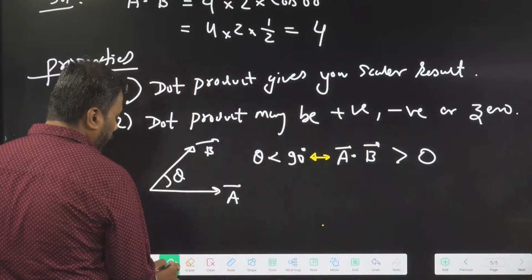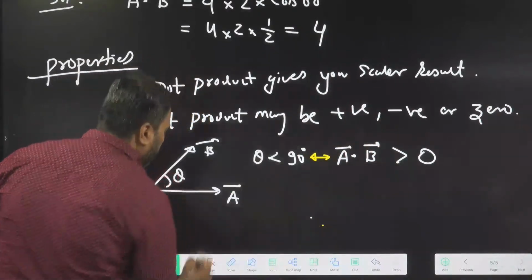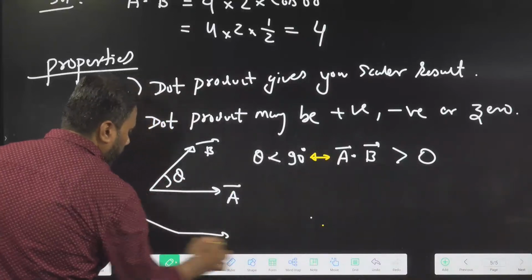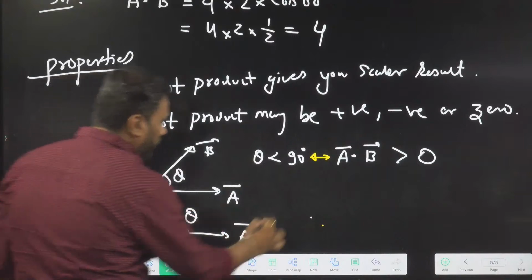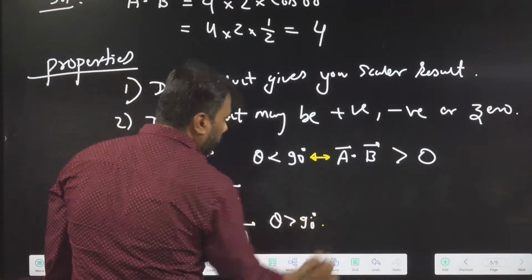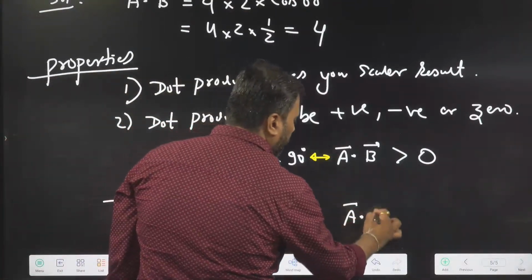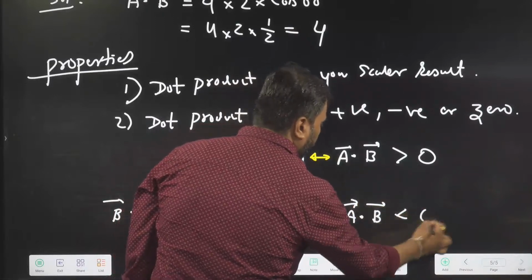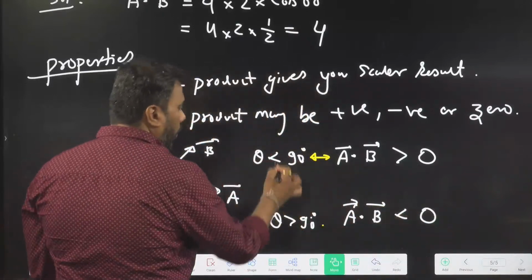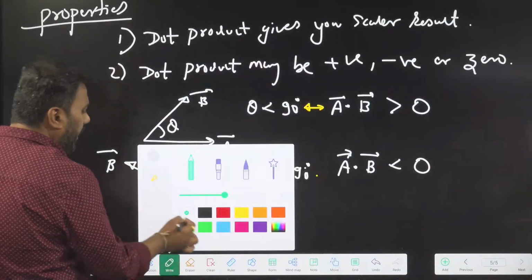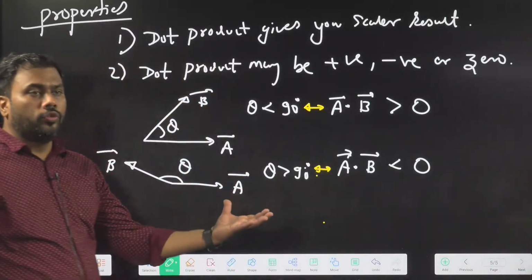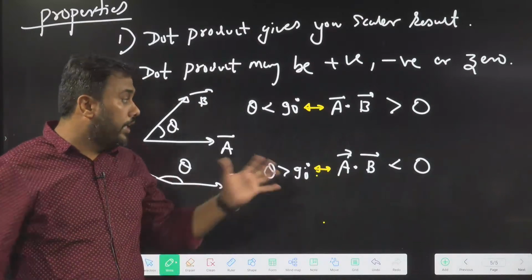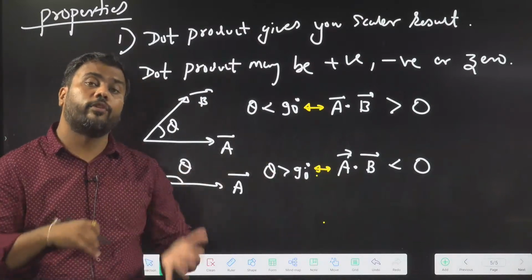Yes, the angle is acute. But if the angle is obtuse, like this is your A vector, this is your B vector, here the angle is obtuse, theta is greater than 90. The dot product result is negative. When there is an obtuse angle between vectors, we get a negative dot product.